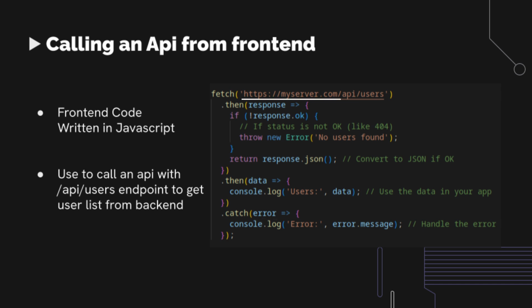https://myserver.com is the address of our backend server, where our backend server and its code is hosted. The part API/users is an endpoint. It tells the server which specific API we want to call.